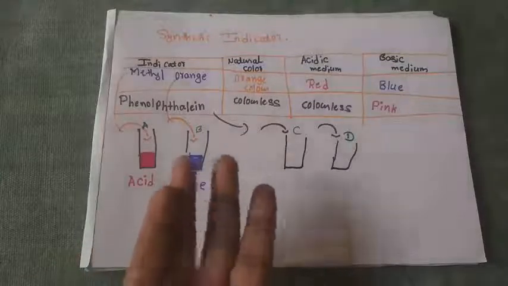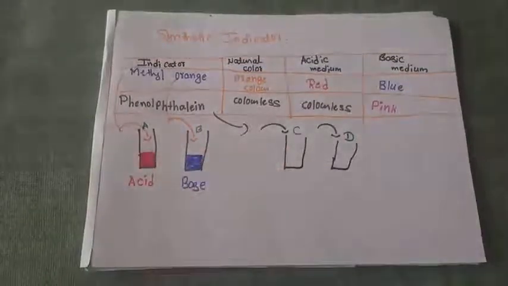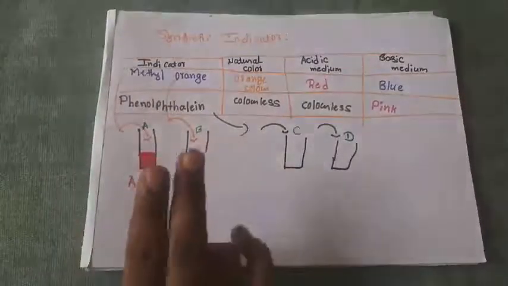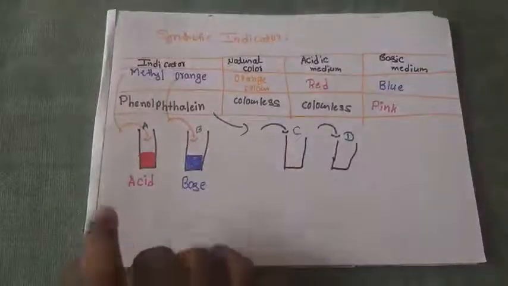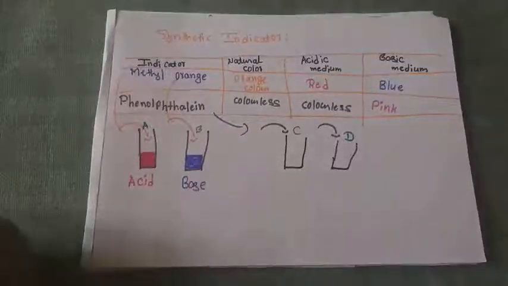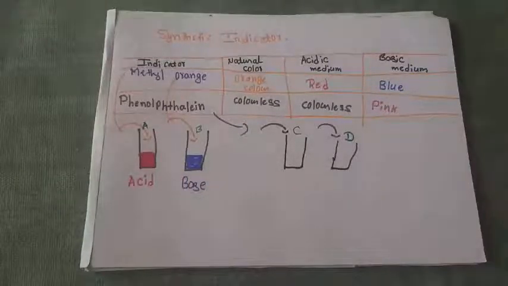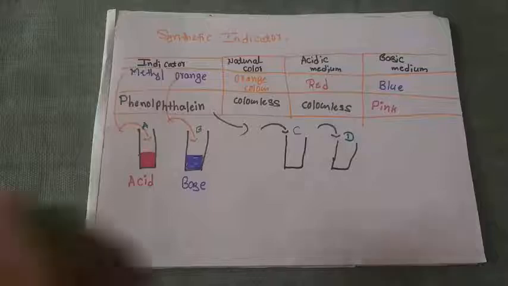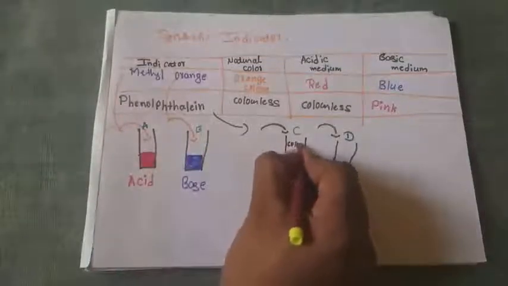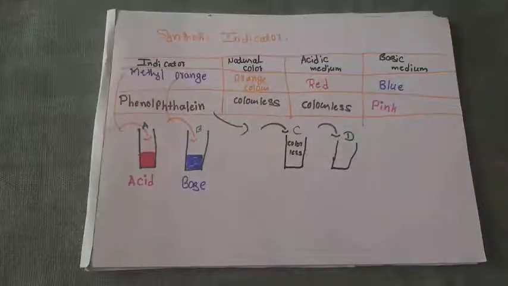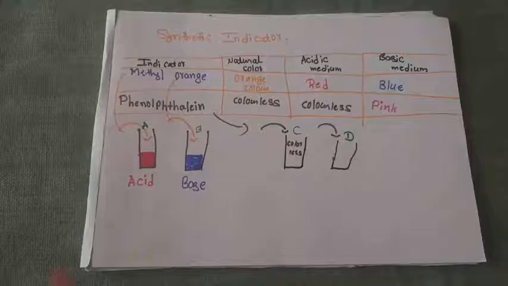You are taking two chemicals in C and D. Just add 2 drops, not more than 2 drops. Two drops are enough to identify the acid and base. I just add 2 drops of phenolphthalein to C and D. Just observe the color. The color of C does not change, it stays colorless, meaning there is no change in color of test tube C, but test tube D turns pink.